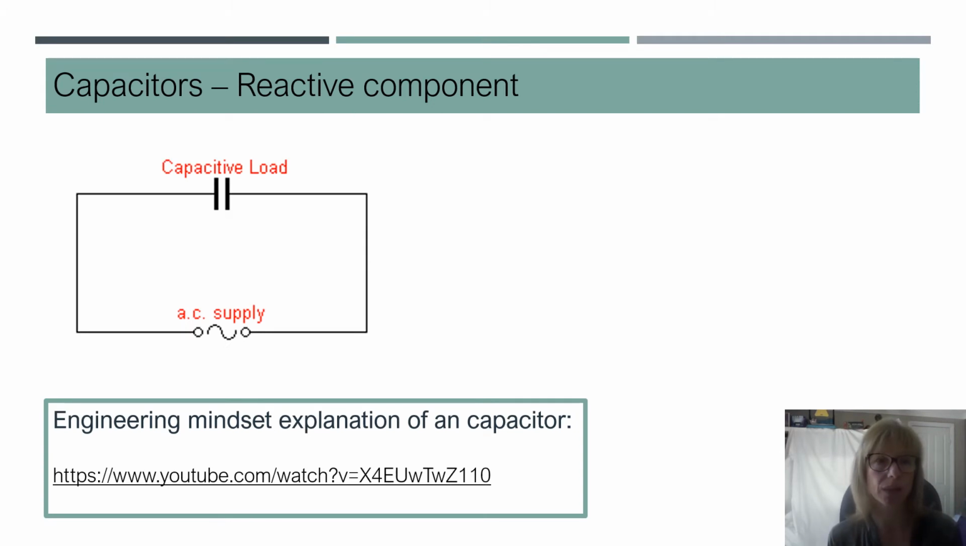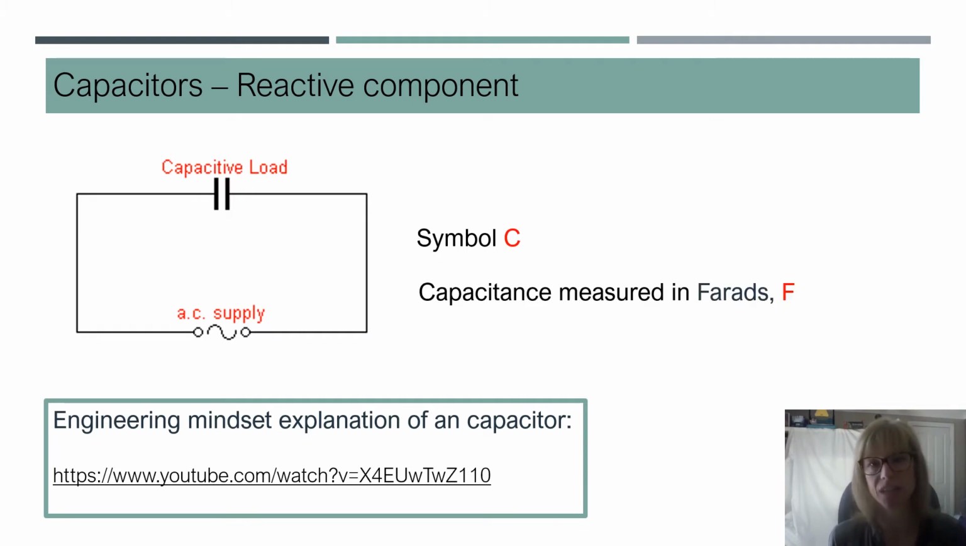So moving on this week, we are looking at capacitors. Again, these are a reactive component, and we use the letter C to denote the capacitance, okay, and that is measured in farads, denoted by the letter F. If you can't remember how a capacitor works, please revisit this Engineering Mindset clip on YouTube. It's excellent, and it's a really good explanation of a capacitor, and you can just remind yourselves of how it works.